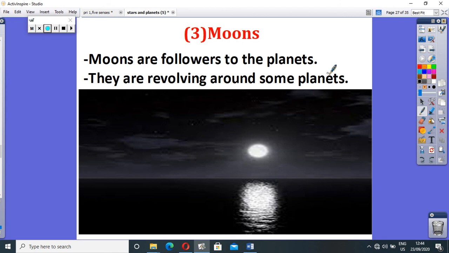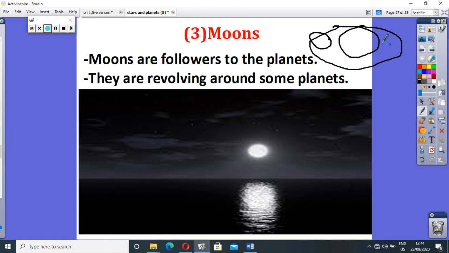Okay. Now, Primary 4, we will talk about moons. I will tell you that moons are followers to the planet. It is the planet, and it is the moon. Moons are followers to the planet. It means if the planets move, the moon will move. If the planet stops, the moon will stop. So moons follow planets. Moons are called what? Followers to the planet.